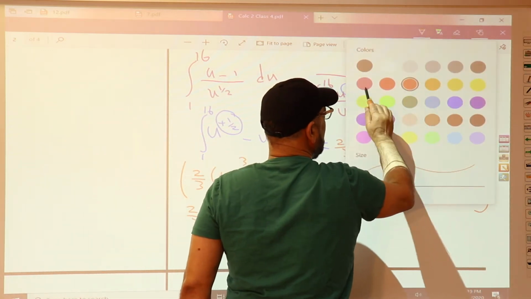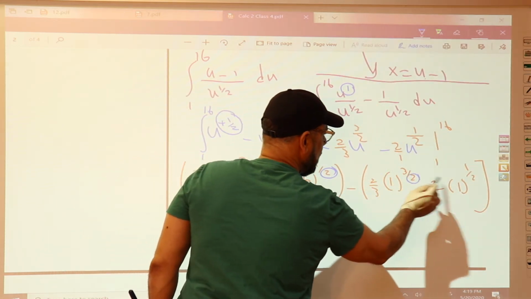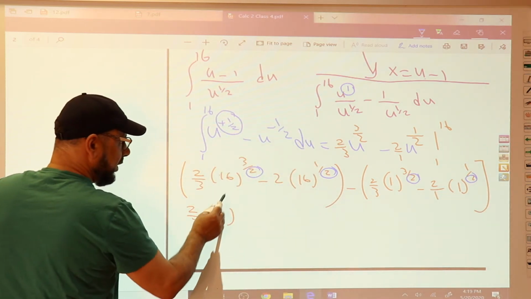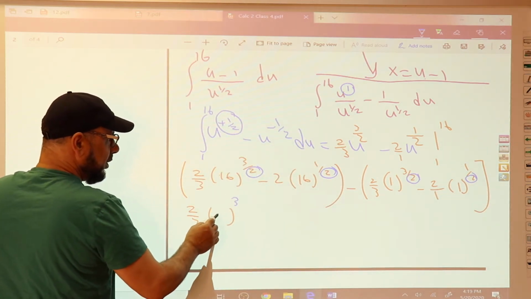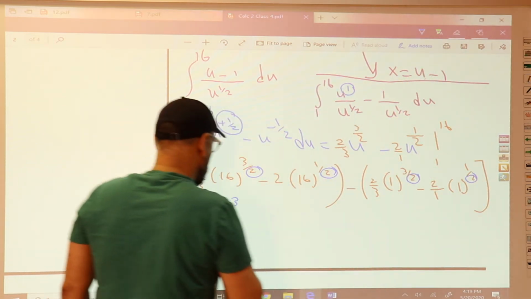You see here? Okay. All this means the square root of 16, and this 3, and this 16, 4. The square root of 16 is 4.